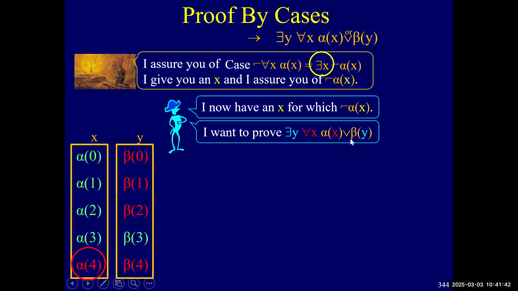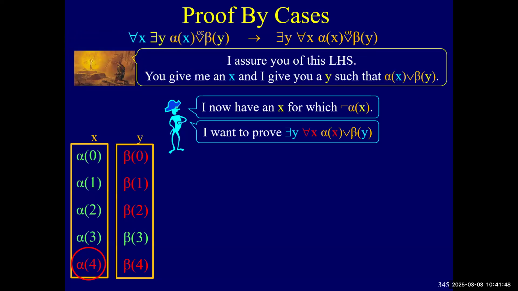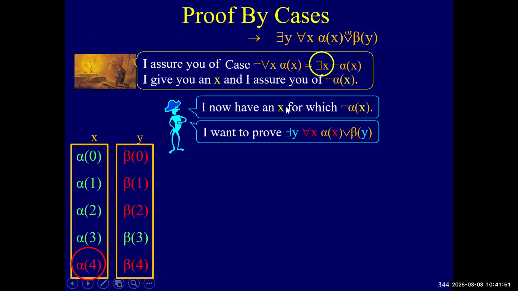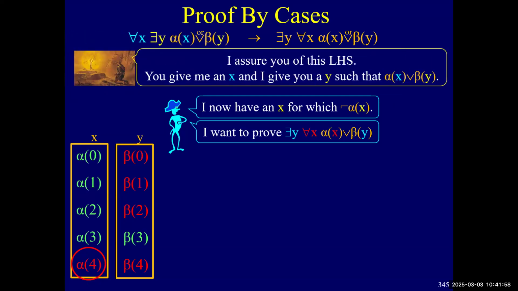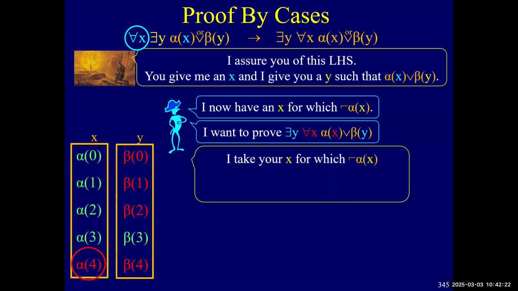But how are we going to get the beta side? We don't need this oracle anymore because she gave us this x. We have that already. And now we can go back to our previous oracle. Remember, this was the oracle that we didn't like. I give her some x, and I don't know which x to give her. But now I have an x for which alpha is false. So I'm going to give her this x for which alpha is false.